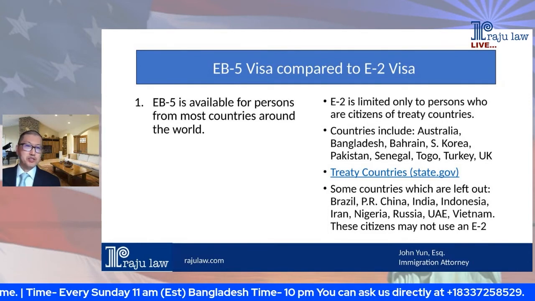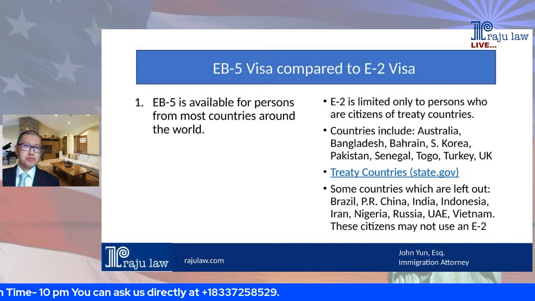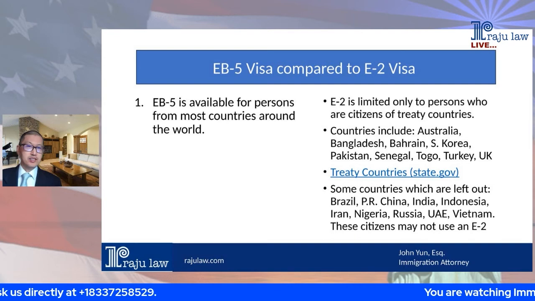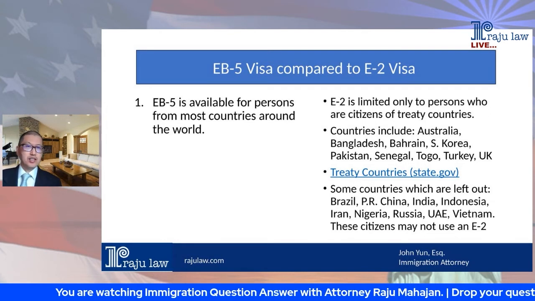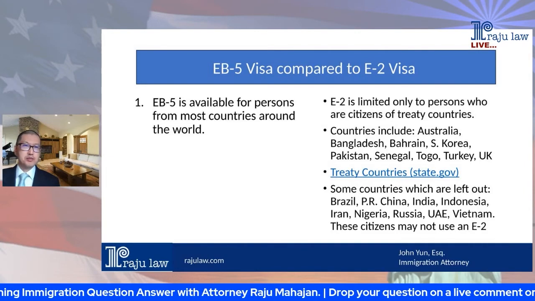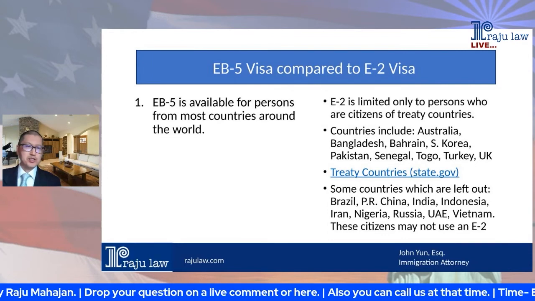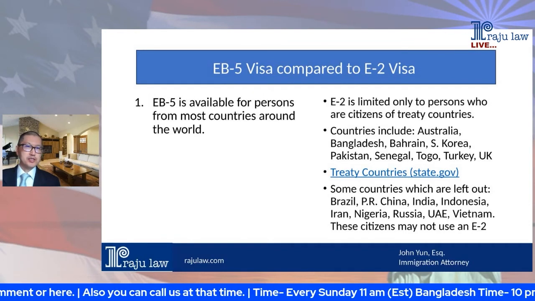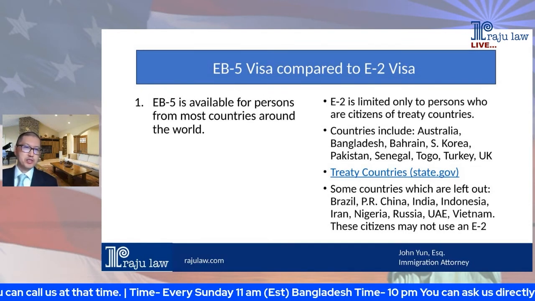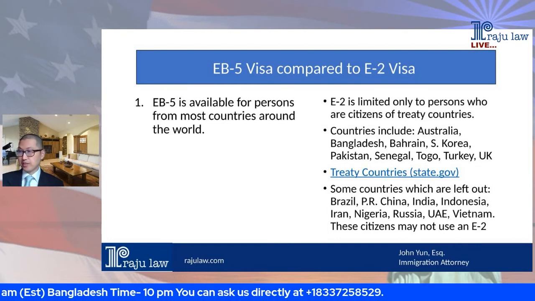So some prominent countries that we want to note that are left out would be like Brazil, People's Republic of China, India, Indonesia, Iran, Nigeria, Russia, UAE, and Vietnam. So generally, you cannot use the E-2. If you have multiple citizenships, please do contact us because it could vary, depending on your citizenship situation. And we have been seeing some clients that have multiple citizenships could apply, depending on which citizenship you have. And the next slide we'll go over. Next slide, please.